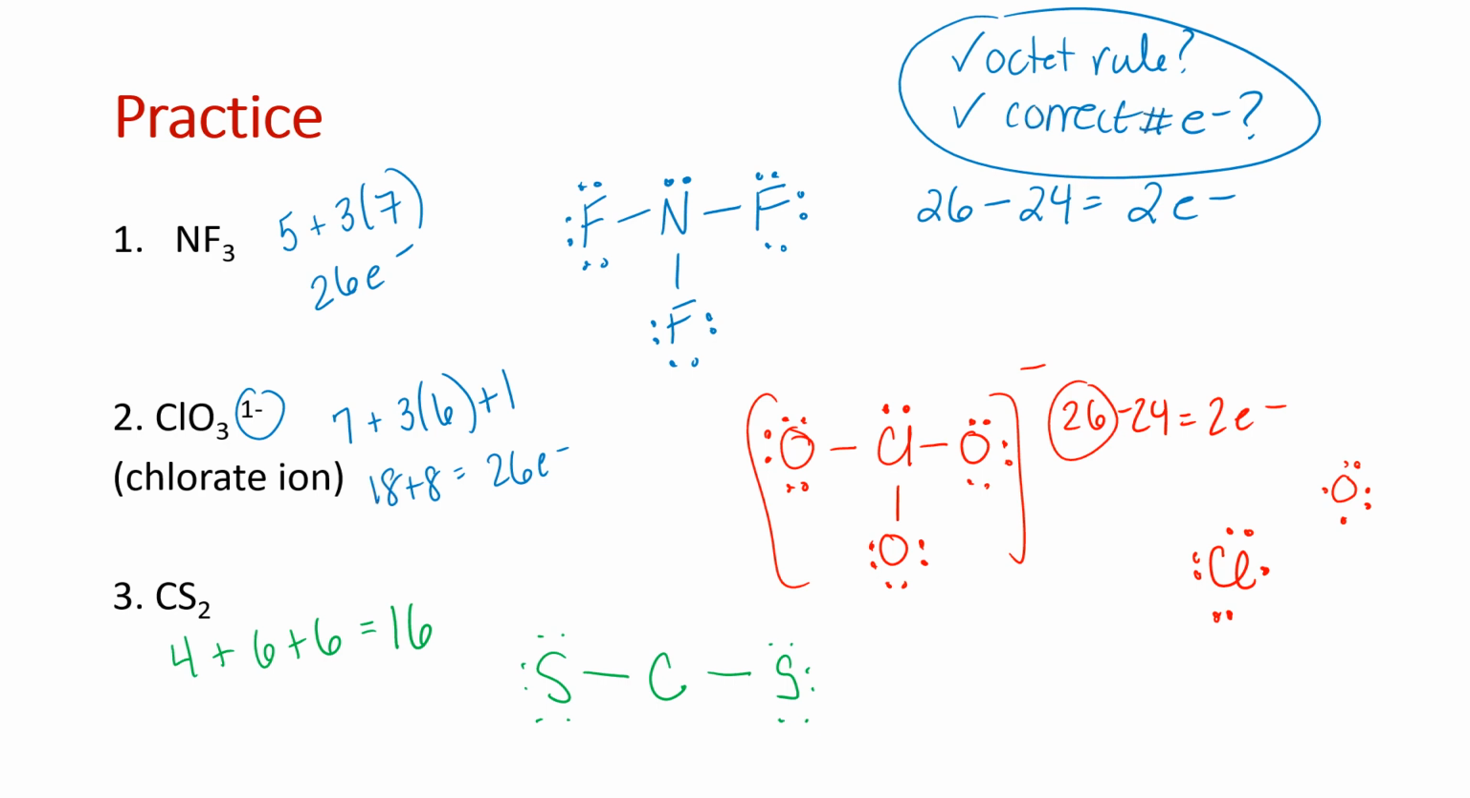And then we stop and count and say, how many electrons have we used up? So we've used up 8 plus 8. We've used up 16 electrons. So we have no electrons left.